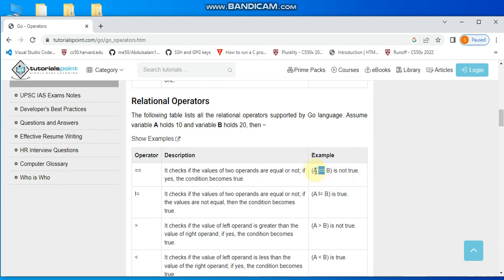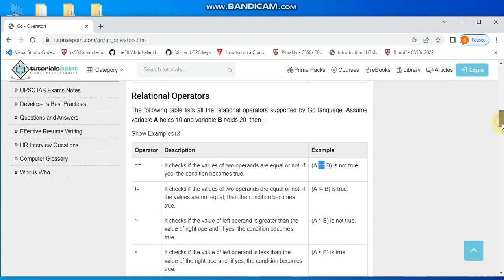So this one is checking for the value. A is holding 10, B is holding 20. So if I say A is equal to B, which is 10 is equal to 20, we return false, which is not true. Whereas this one, not equal to, checks if the values of two operands are equal or not. If the values are not equal, then the condition becomes true. Like A here is 10 and B is 20, so 10 is not equal to 20, which is true automatically. That one is a true statement.